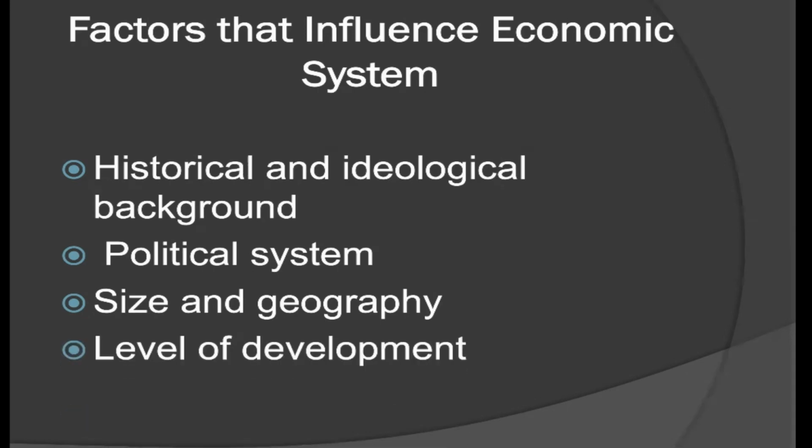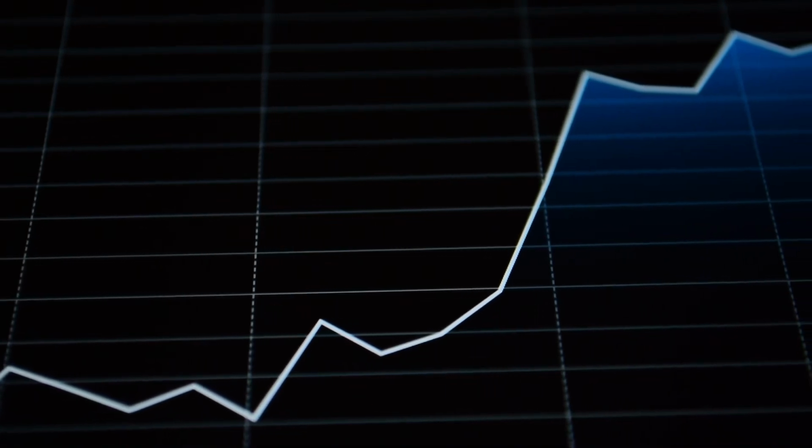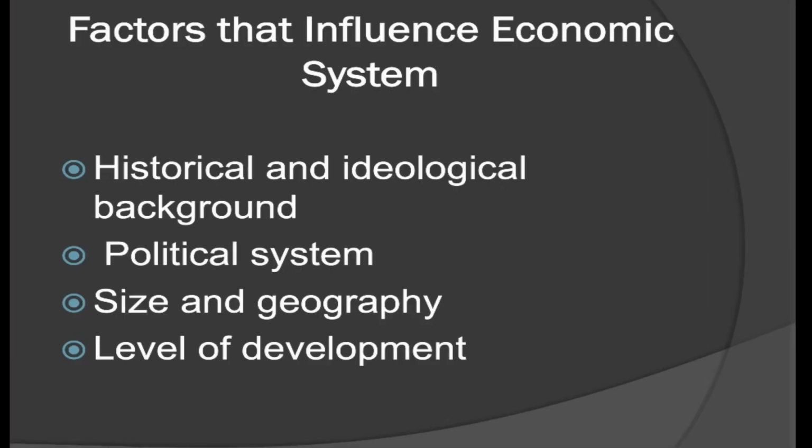And the last point here, we can also talk about level of development. Countries under a capitalist system would enjoy much rapid pace of growth as compared to socialist economies, because the priorities between these two systems are different. A capitalist system would prioritize economic growth, while a socialist economy would prioritize stability and equality. So these are the factors that mainly influence the adoption of certain economic system.